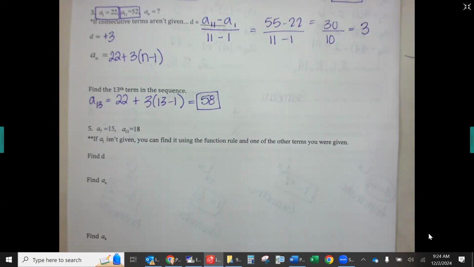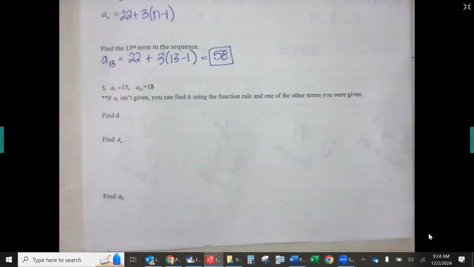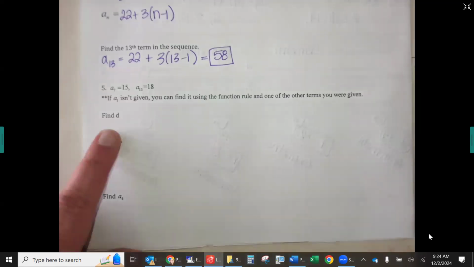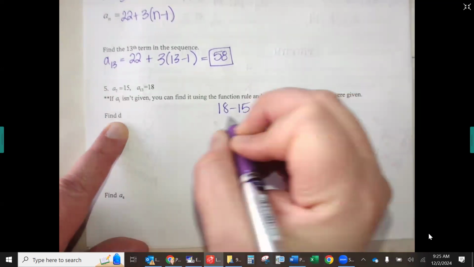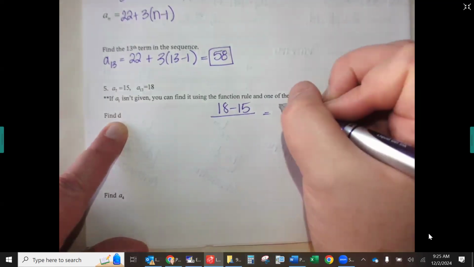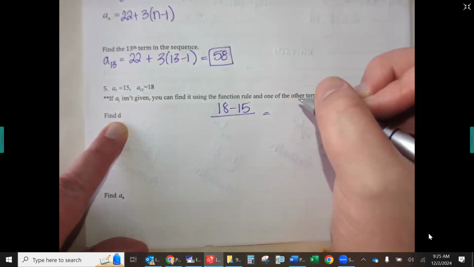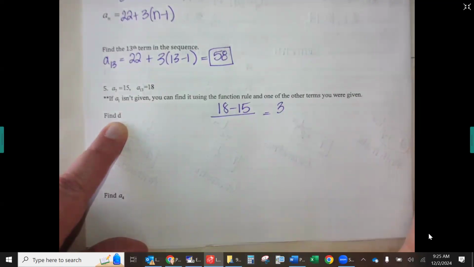Okay, we're going to do one more. Take a look at number 5. First thing, let's find the difference. Remember, the formula is that you want to subtract the numbers and then divide by subtracting the little numbers. So for my d formula right here, it's going to be 18 minus 15. How many did it go up or down? 3.